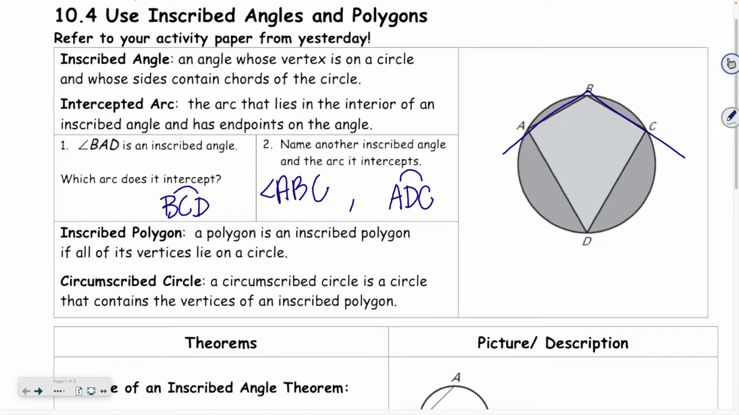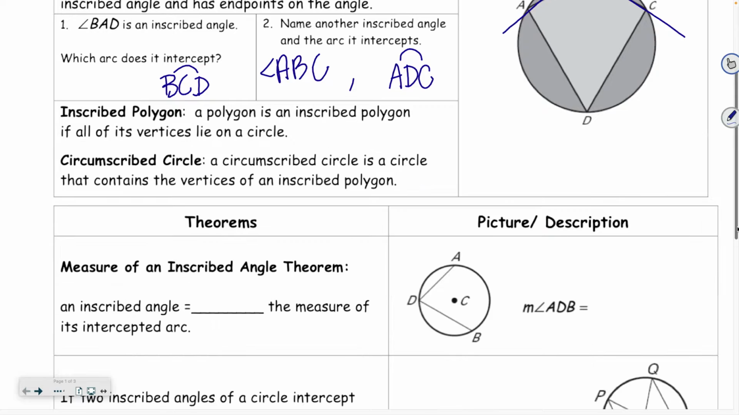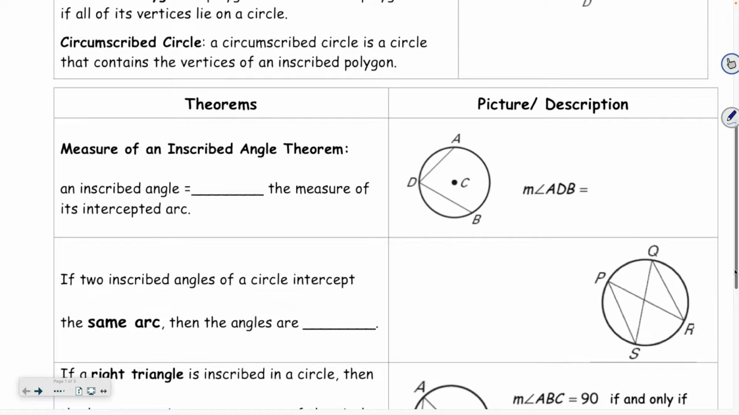We're going to talk a second about polygons down below, so don't worry about that next section right this second. All right, so there are some things we need to know about inscribed angles. The first thing I told you yesterday: an inscribed angle is half the measure of its intercepted arc. So the measure of angle ADB is half the measure of arc AB.